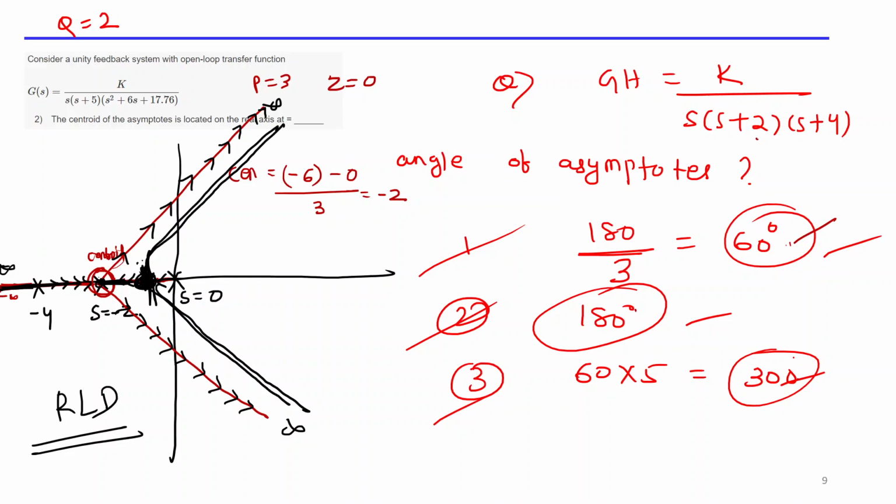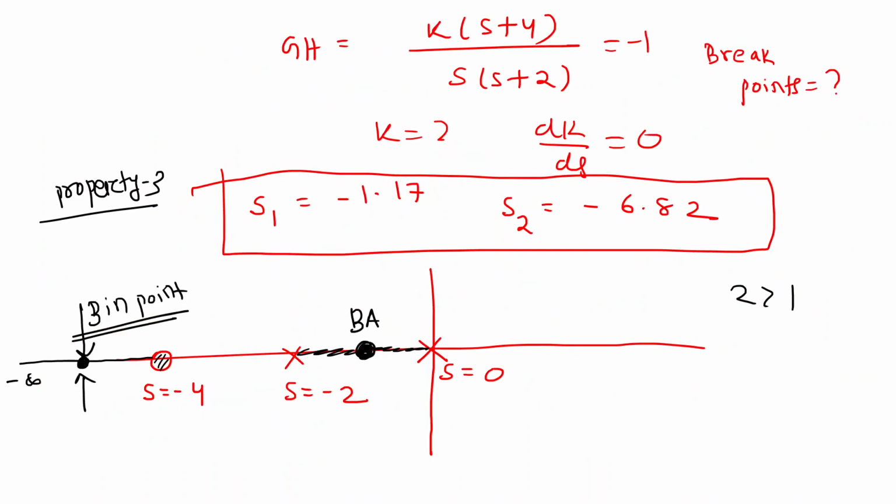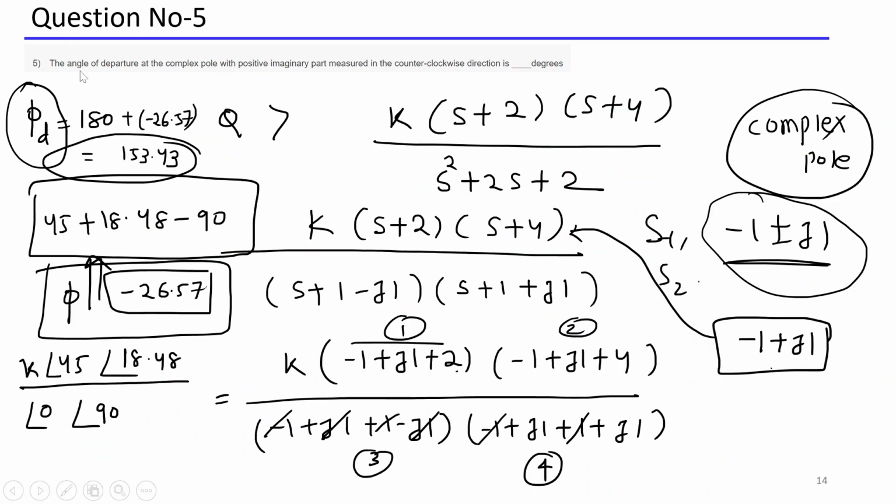So solving this question, in question number 5 also, it is asking what is the angle of departure for that complex pole. Are you getting? So you can find out. I am not solving any question, I am just giving you the approach of how I will solve in the examination.